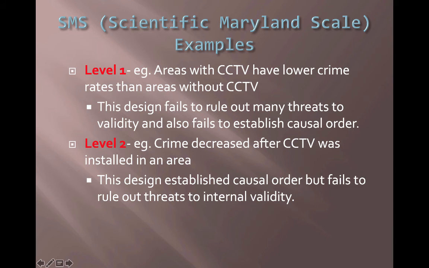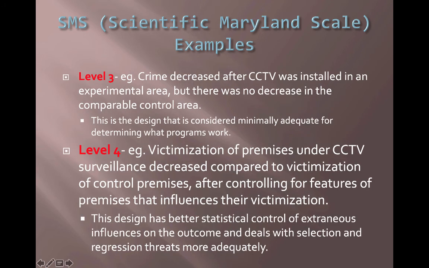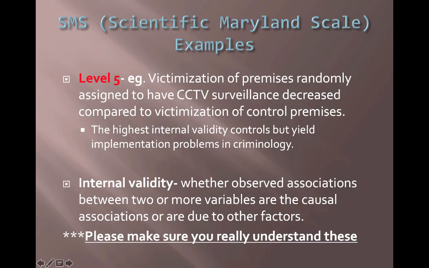All right, the SMS, continuing on. Here are the different levels. For example, level 1: areas with surveillance have lower crime rates. Level 2: crime decreased after surveillance was installed. Level 3: crime decreased after surveillance was installed in the experimental area, but there was no decrease in the comparable control area. Level 4: victimization of premises under surveillance decreased compared to victimization of control premises. Level 5: victimization of premises randomly assigned to the surveillance decreased compared to the victimization of control premises.